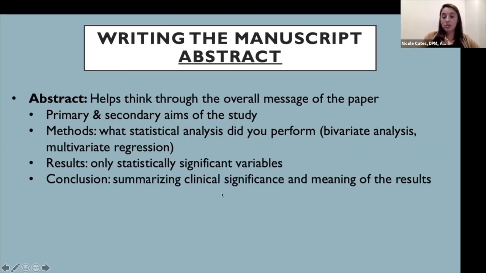Then for the results section, you want to include what's significant. So you don't want to include all the factors. You won't have enough room within the abstract. So you're including all the significant factors, similar to your results section. And then what do these results mean? So what is the clinical significance of these statistically significant factors? And that's going to be your conclusion.